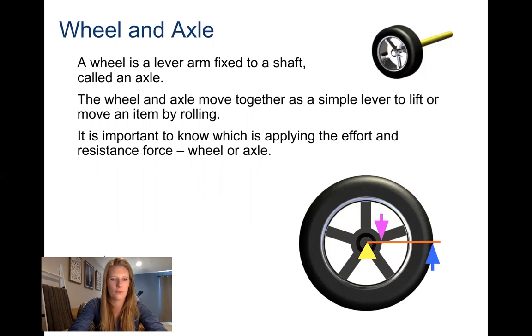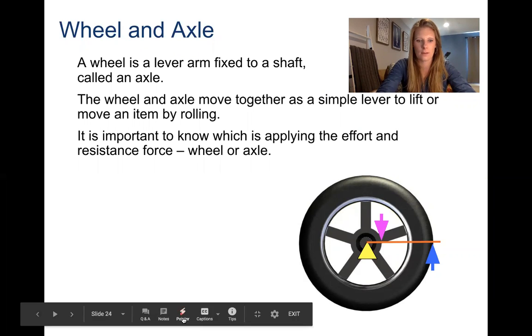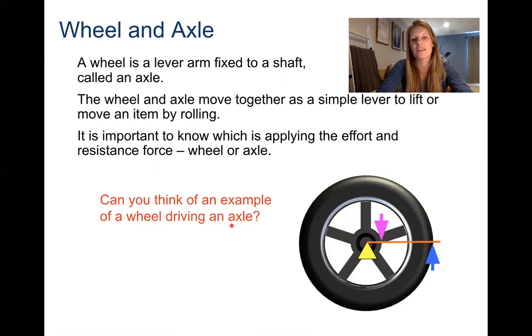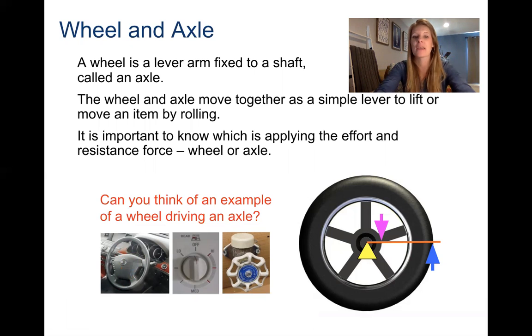So let's go ahead and go to the next one. Let me see if I can do that. It's a little different when you're presenting on Zoom. It says, can you think of an example of a wheel driving an axle? So we already kind of talked about a couple examples here. We have a steering wheel, okay, where you're actually driving the wheel, the outside of it, and then the axle is moving. That's going to have a mechanical advantage.